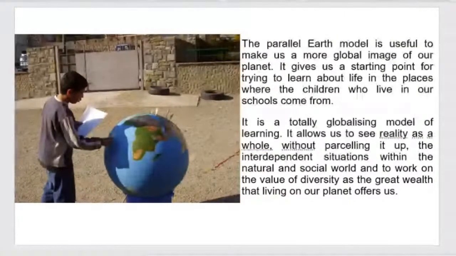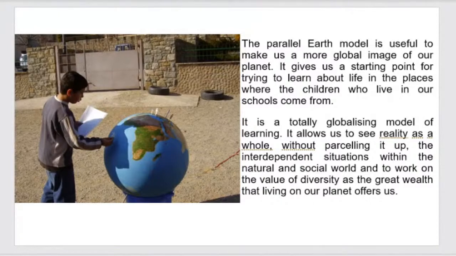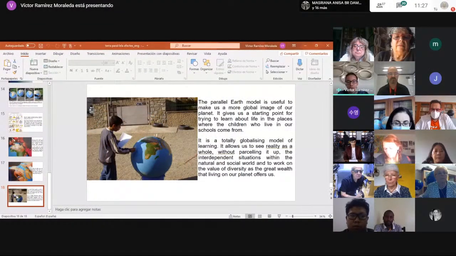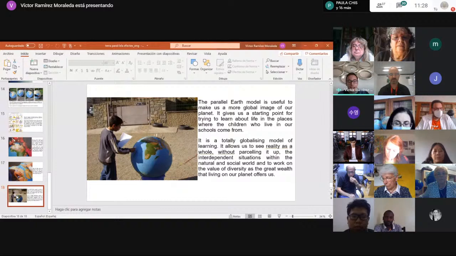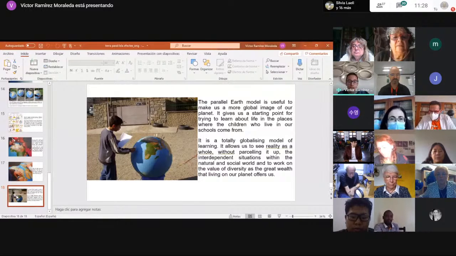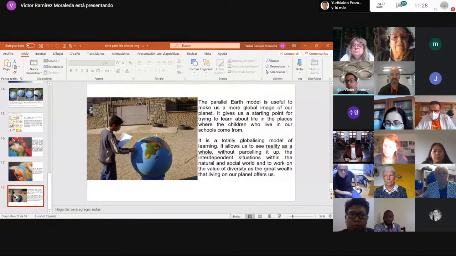So, as a conclusion, the Earth parallel model is useful to give us a more global image of our planet, because using this model, it gives us a starting point for trying to learn about life in the places where the children who live in our schools come from. And definitely it's a totally globalizing model of learning, because it allows us to see reality as a whole without parceling it up, the interdependent situations within the natural and social world, and to work on the value of diversity as a great wealth that living on our planet offers us.